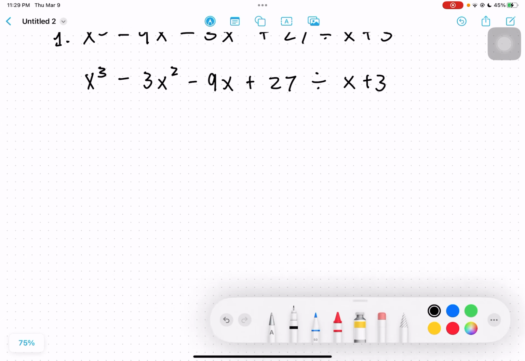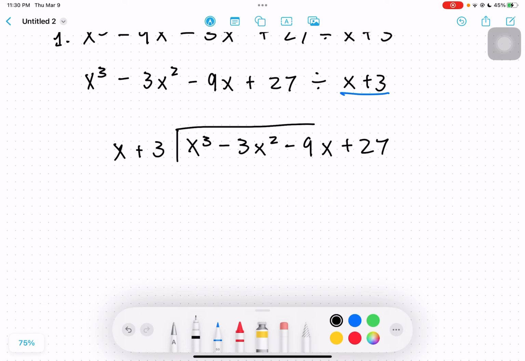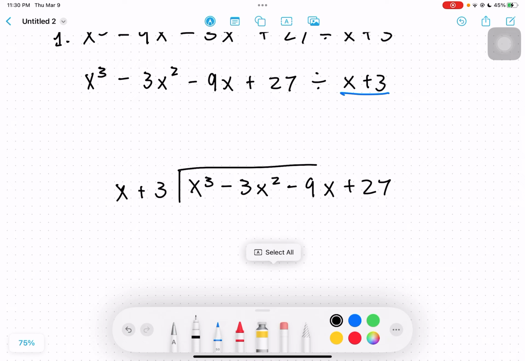This one, I think it's called a divisor. It's always outside, so that's x plus 3, and then you put the dividend on there, so that's x³ minus 3x squared minus 9x plus 27. Yeah, that's right. Okay, let me check. Okay, that's right.